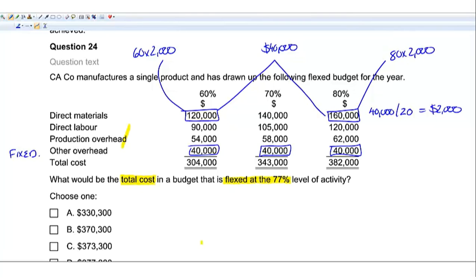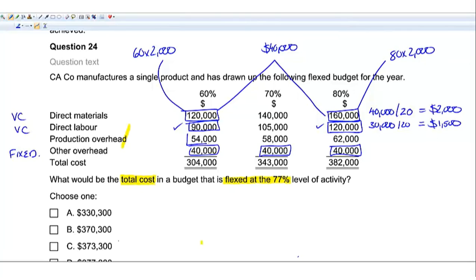We can do the same for direct labour. So again, if we take the difference between the highest and the lowest levels of activity, we'll have 30,000. Again, if we divide that by 20, being the difference in the activity level, we can see that direct labour has a variable cost of 1,500. Again, a quick check, if we did 60 times the 1,500, it would give us the 90,000, and the 80 times the 1,500 would give us the 120,000. So we've established the cost behaviour for direct materials and direct labour, that they are both variable costs.